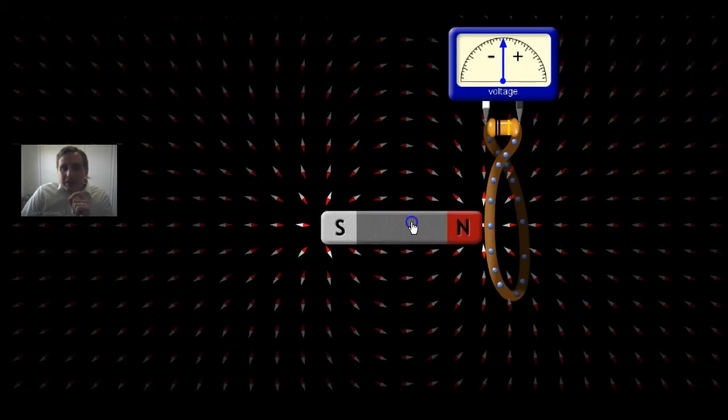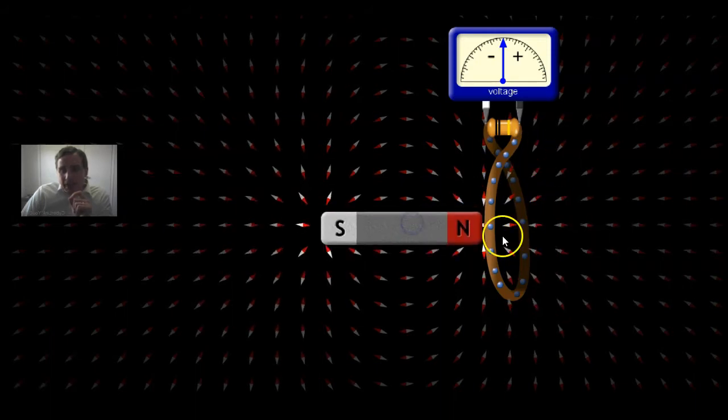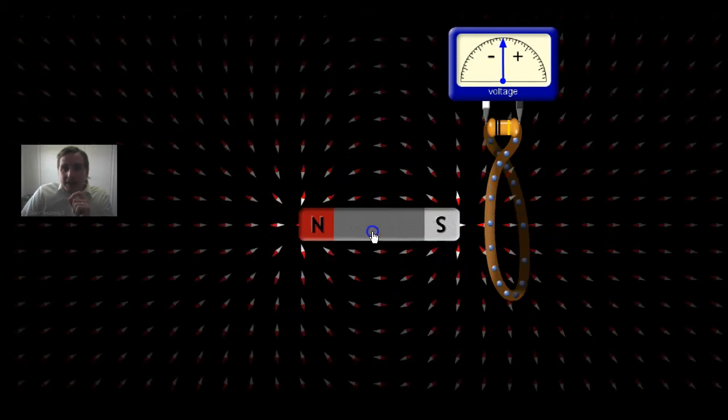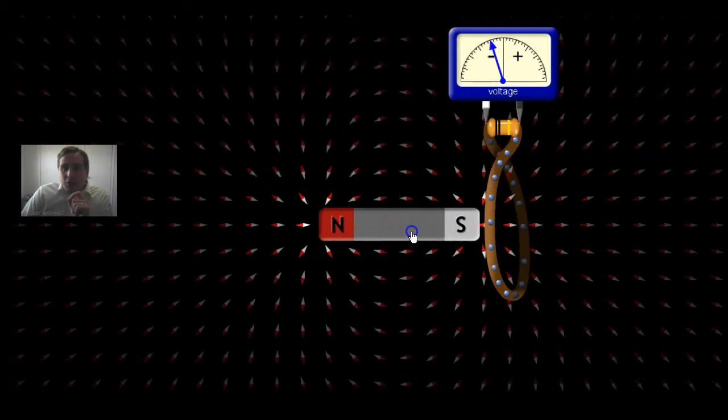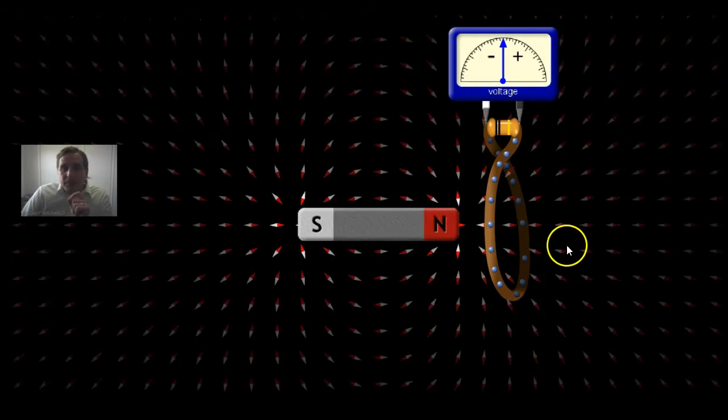Still no effect when we move parallel to the plane of the loop. By the way, if we flip the magnet polarity, we can just get effects in the opposite direction, from the south pole as opposed to the north pole. Okay? So let's flip the magnet back around.